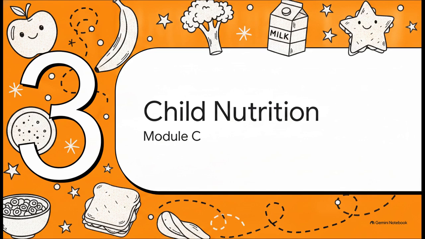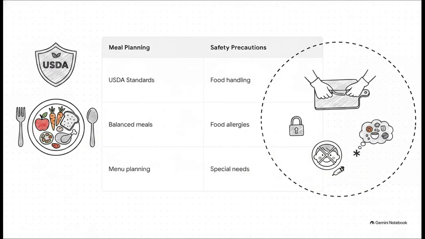Moving right along to Module C, Nutrition for Young Children. Now, childcare nutrition essentially rests on two big pillars, meal planning and safety precautions. You are going to learn how to plan balanced menus that meet strict USDA standards. But let's be real, the best menu in the world is useless if it isn't safe. So you'll also learn proper food handling practices and the incredibly strict protocols required for handling life-threatening food allergies and special dietary needs.